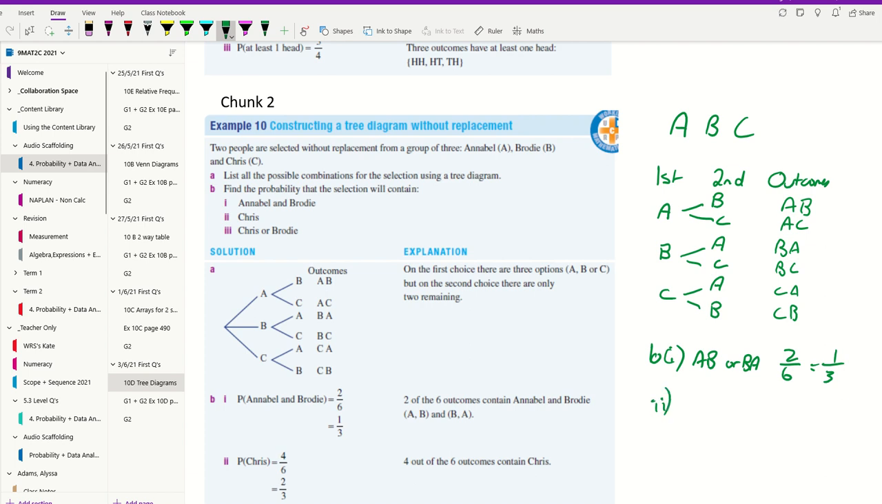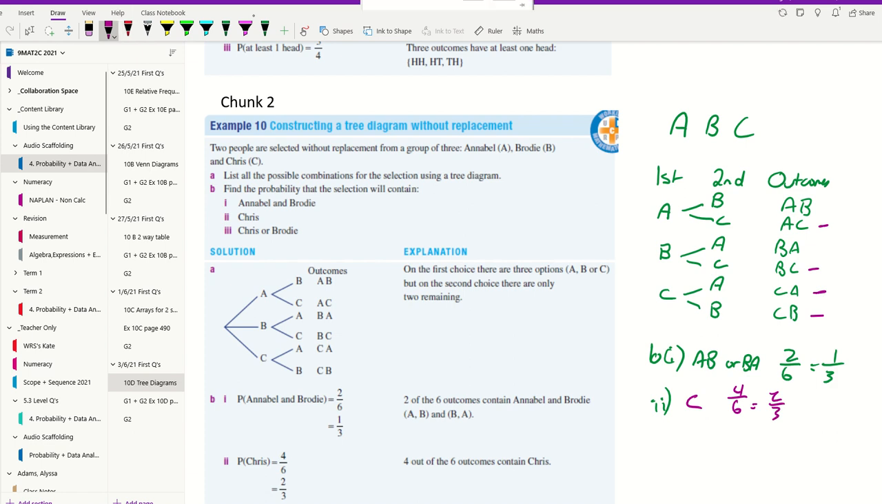Looking at our next question, it says find the probability that the selection will contain Chris. So we're just looking for all of our Cs. So looking for all of the ones that have got C in them. I've got this one, this one, this one, and this one. So I've got C, 4 out of 6, which is 2 over 3.